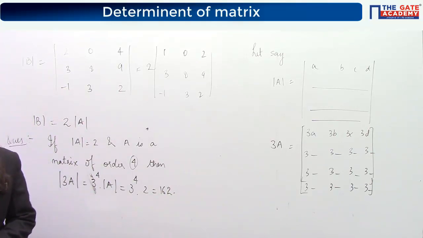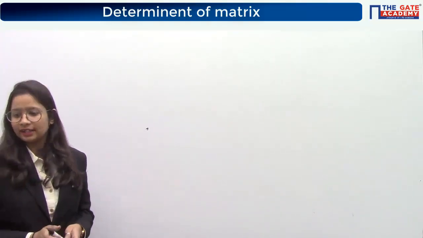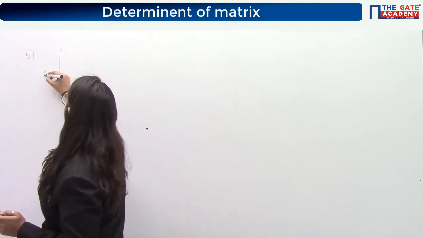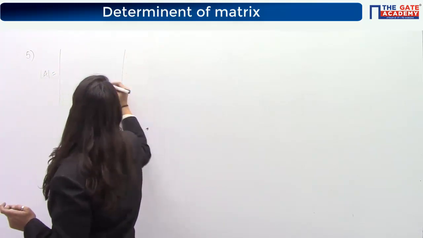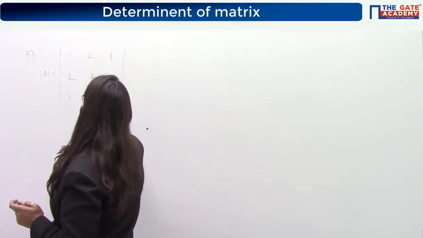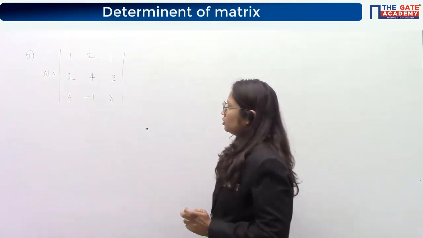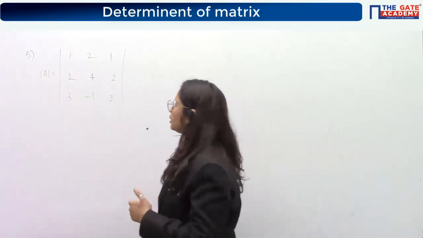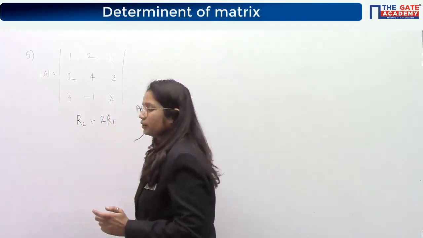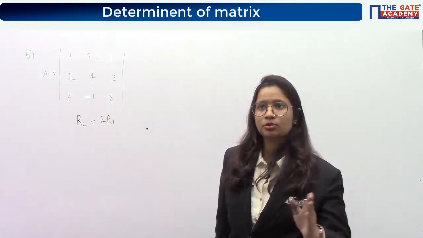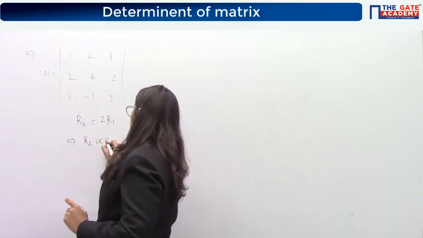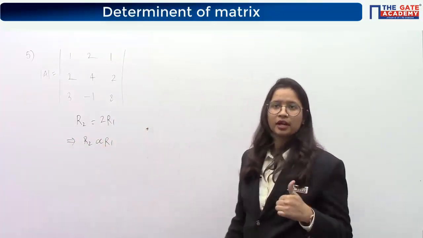Everybody understood? Any doubt? So if elements of 2 parallel lines are proportional, what do you mean by this? Let's say this is determinant A, which is like this: 1 2 1, 2 4 2, 3 minus 1 and 8. So proportionality means that in this you can see that R2 is the same as 2 times R1. Which means R2 is proportional to R1. That 2 is nothing but the proportionality constant.